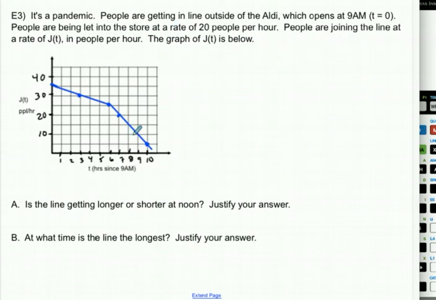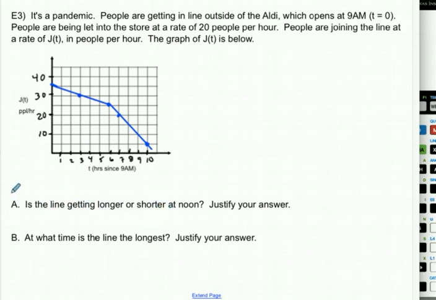All right, it's a pandemic. People are getting in line outside Aldi, which opens at 9 a.m. We're going to call that T is 0. People are being let into the store at a rate of 20 people per hour. People are joining the line at a rate of J of T in people per hour. J of T is graphed here. Very poorly. I tried to make dots to show you points that I wanted you to notice. So is the line getting shorter or longer at noon?